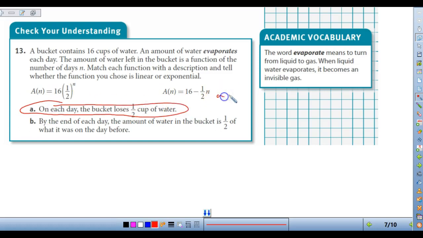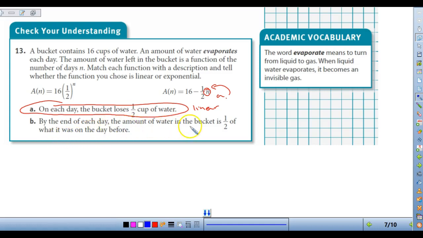So it's losing 1/2 a cup of water every day. So every day, you just subtract 1/2 per the number of days. So that would be linear, because it's got a constant rate of change. It's just going down by 1/2.